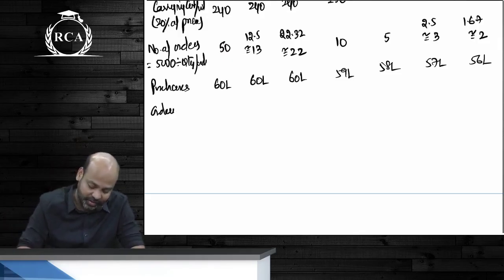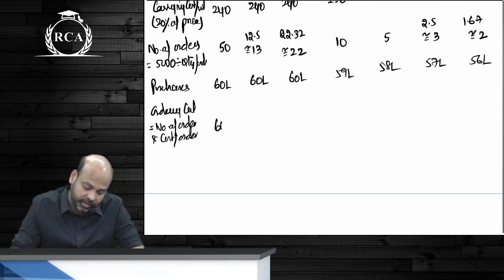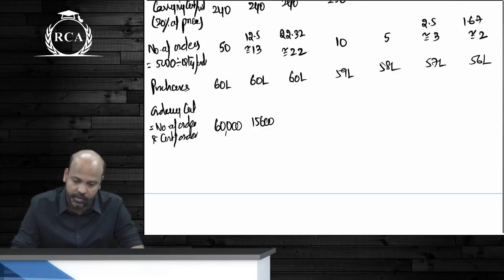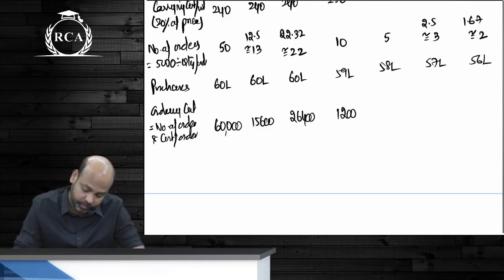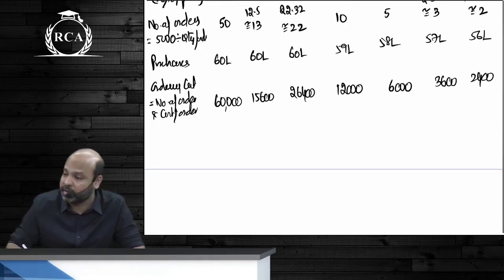Ordering cost, guys, will be number of orders multiplied by cost per order. The number of orders in the first case are 50. Cost per order is 1200, so that will be 60,000, guys. 13 into 1200 will be 15,600. 22 into 1200 will be 26,400. This will be 12,000, 6,000, 3,600 and 2,400. This will be the ordering cost, guys.